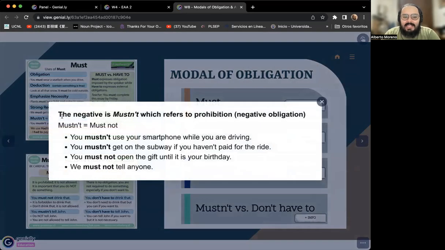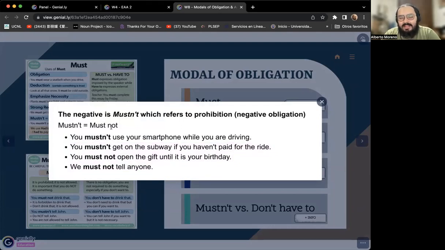Okay. The negative is mustn't, which refers to prohibition, lack of obligation, or negative obligation. You can write mustn't or must not, both are right. For example, you mustn't use your smartphone while you're driving, just a golden rule. You mustn't get on the subway if you haven't paid for the ride. You must not or you mustn't open the gift until it is your birthday. And we must not tell anyone, or we mustn't tell anyone, okay?